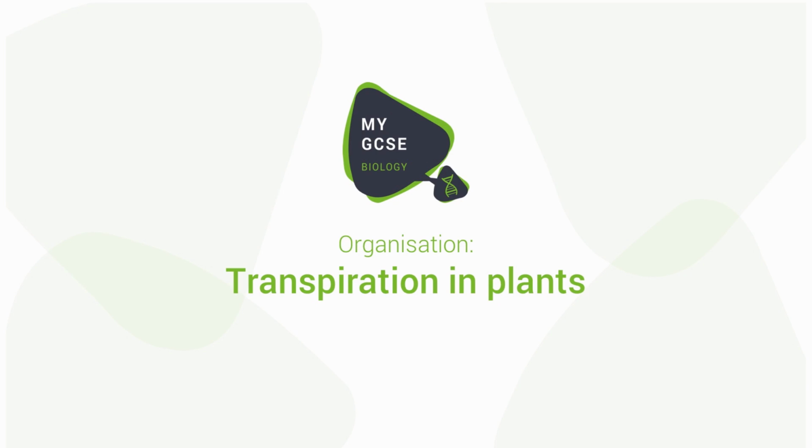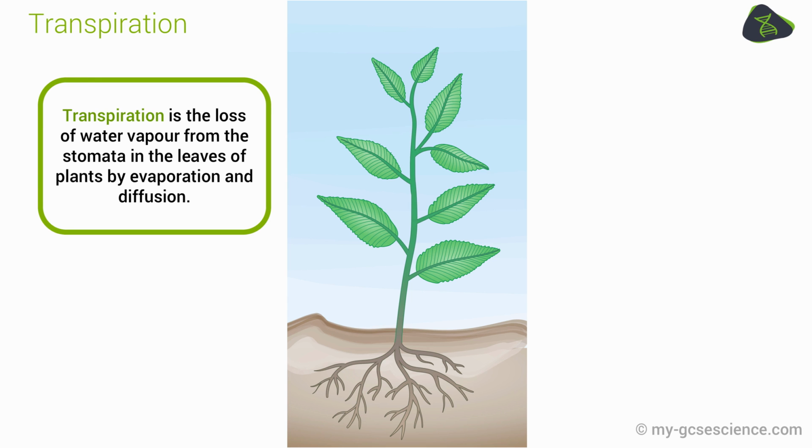Hi and welcome to this video on transpiration in plants. Transpiration is a loss of water vapour from the stomata in the leaves of plants by evaporation and diffusion.